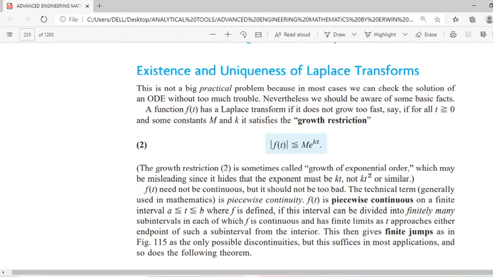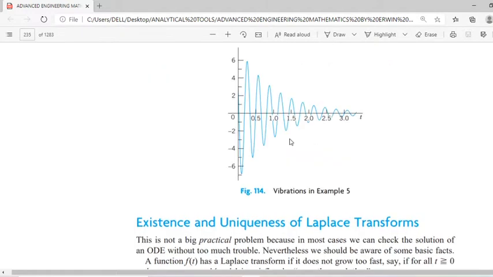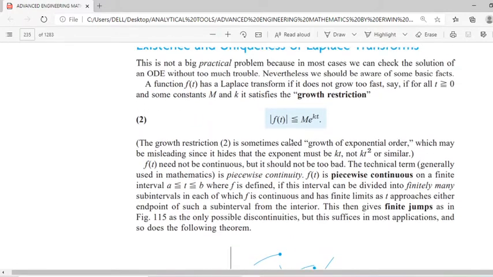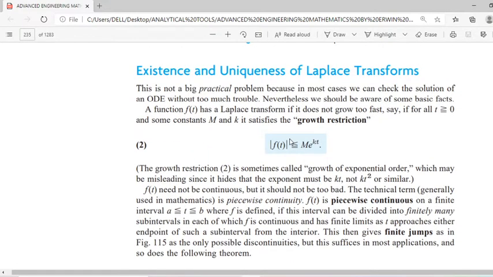So today we are discussing the existence and uniqueness of Laplace transformation. Now here we consider a function f of t, and we will restrict it like this: mod f of t is less than or equal to M into e raised to kt, where M and k are some constants and t is greater than or equal to 0. So we use this restriction, and we will prove two theorems.